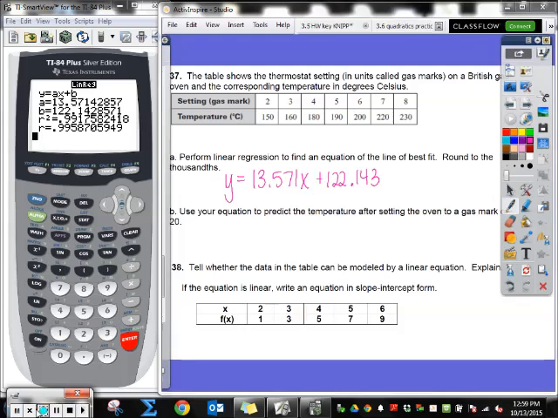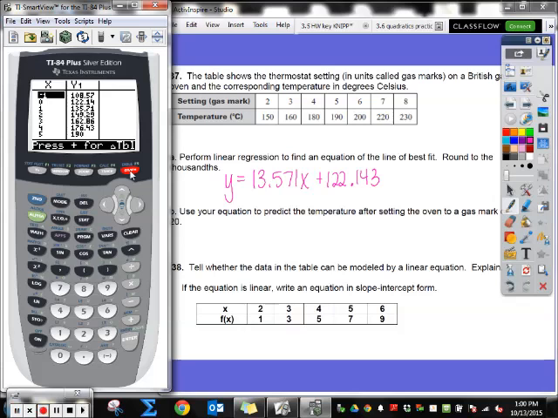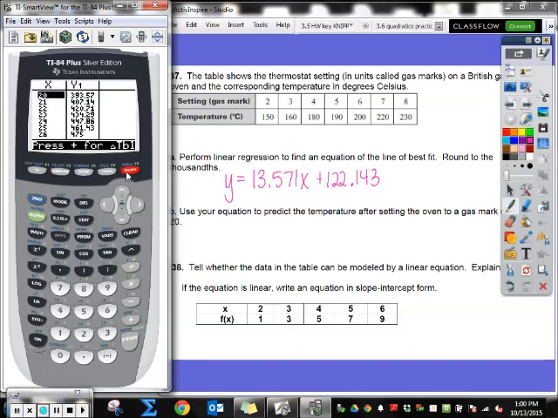So I think we're going to predict the temperature after setting the oven to a gas mark of 20. So I need to go to x equals 20 on my table. So I'm going to hit second graph. And I'm at -1, and you can easily scroll down to 20, but I'm just going to show you the shortcut to get to 20 quickly. Second window, and I'm going to hit 20, second graph.